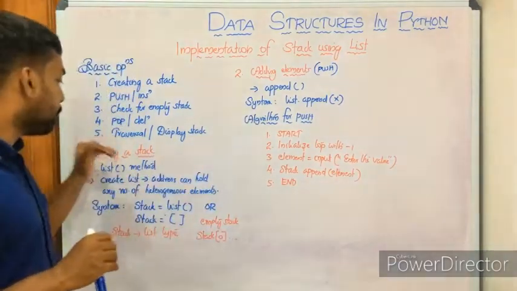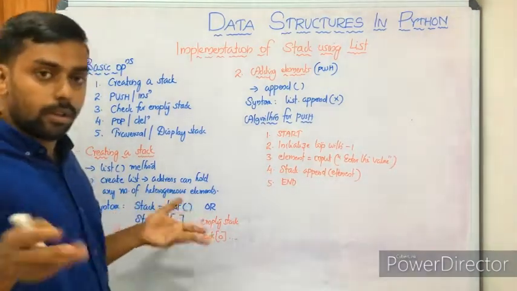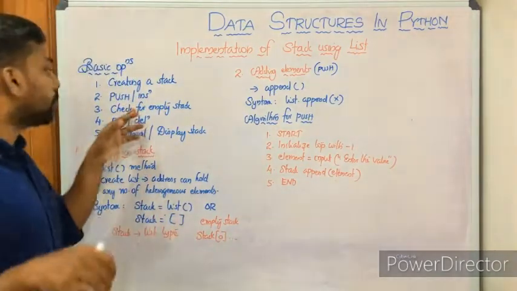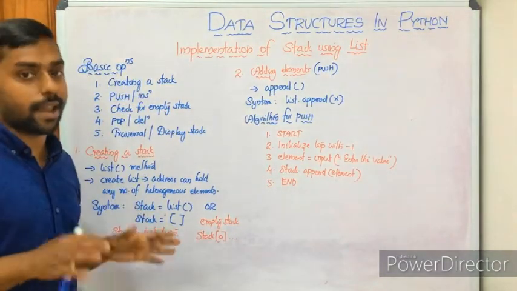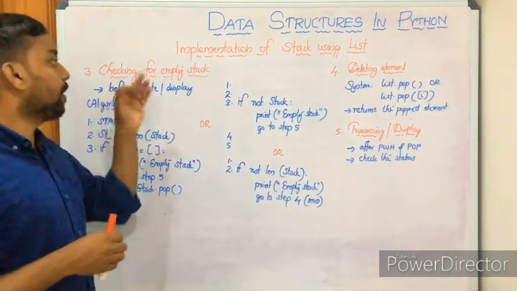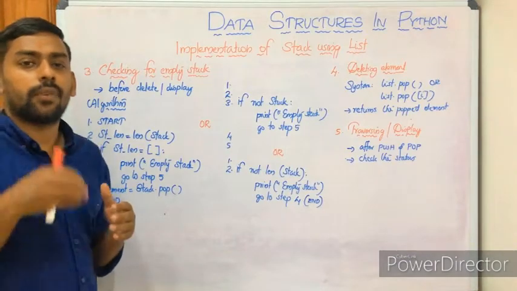The first one is creating a stack, which can be created using the stack list function or a normal method. Then here we use the append method. Next operation is check for empty stack. Our third operation is checking for empty stack. When do we need checking for empty stack?